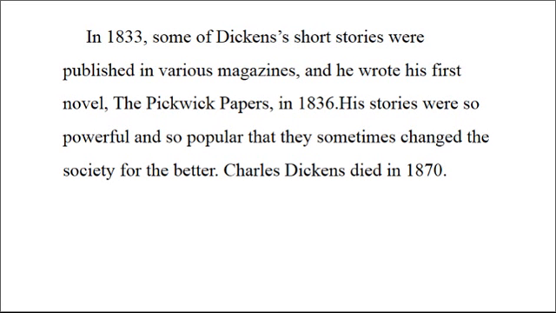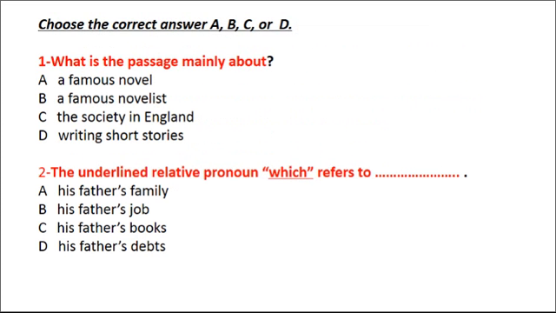I think you have finished reading. Now we come to answer the questions. Choose the correct answer A, B, C, or D. Question number 1. What is the passage mainly about? The answer is B, a famous novelist.